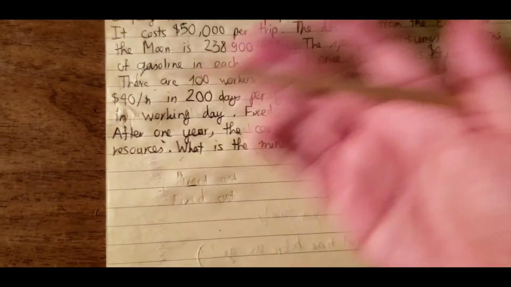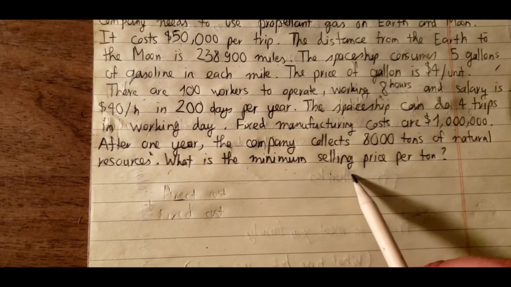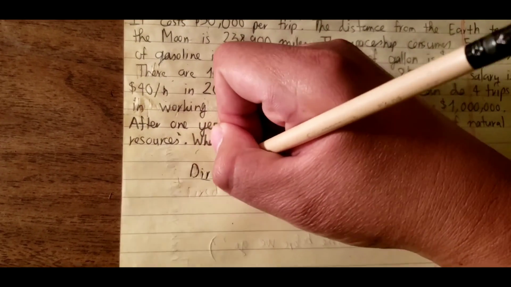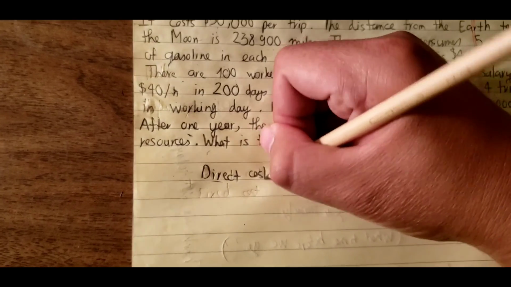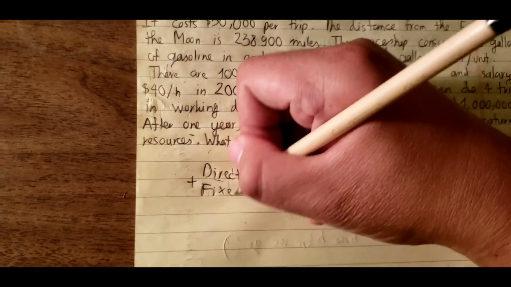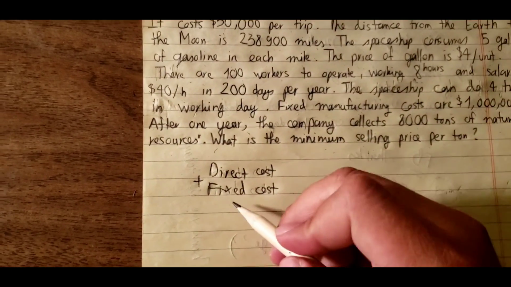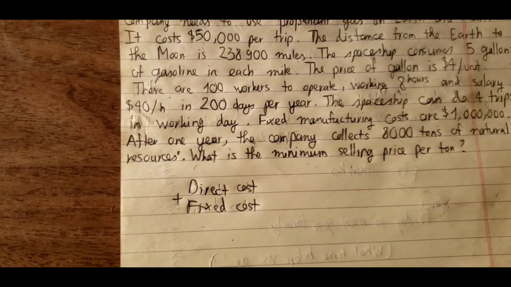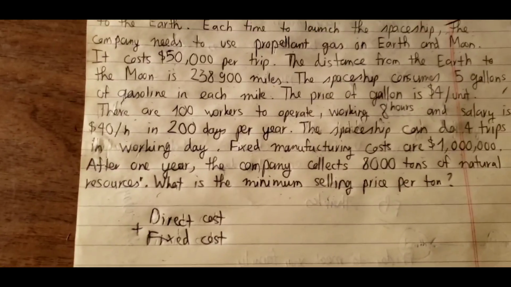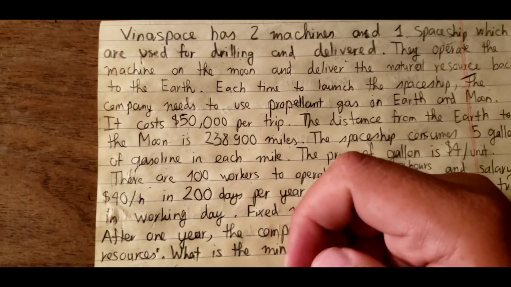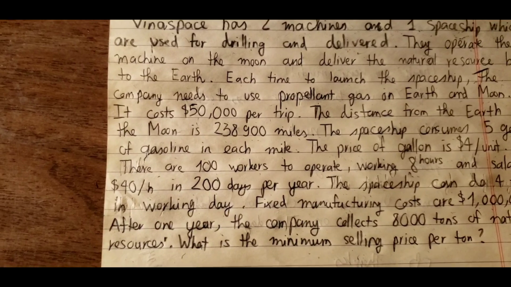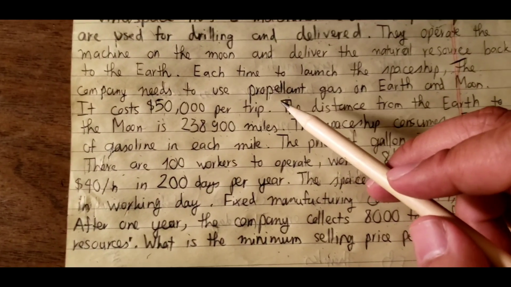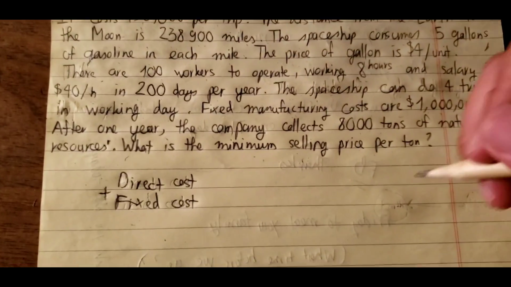So the question asks about the breakeven point for the selling price, and to do this question we need to know the direct cost and the fixed cost. After we calculate the total cost, we divide by the quantity, so we can know the minimum selling price. First, we will find the direct cost in here. It costs $50,000 per trip, and because they use the propellant gas, I will draw the diagram in here.